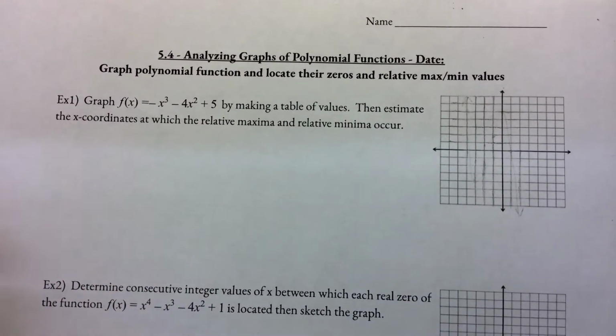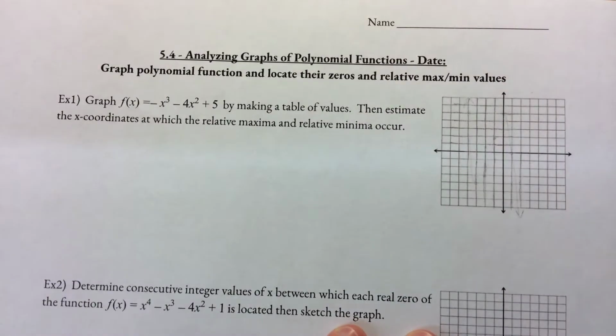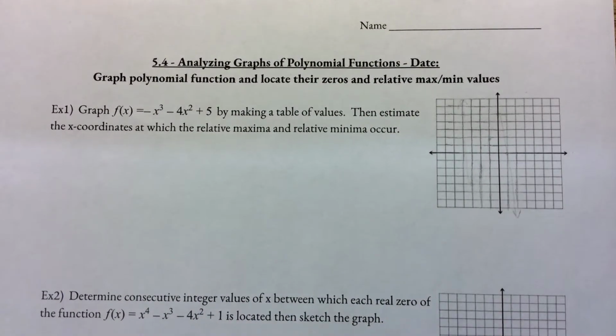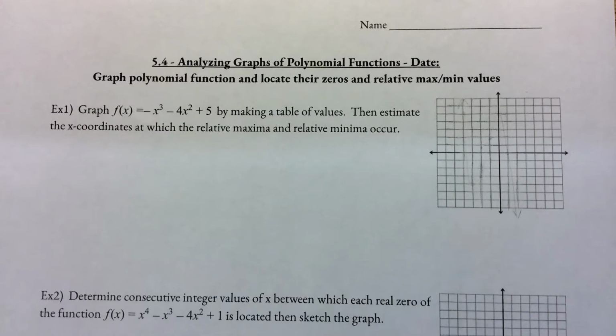Right, we are analyzing graphs of polynomial functions today. So we want to be able to graph them, locate their zeros, and relative max and minimum values. I'm going to be using a graphing calculator a lot on this. If you have one of those or can get one, that is going to be your absolute easiest way to do this. If you don't have one, we will look at in class how to do it on the Chromebooks.